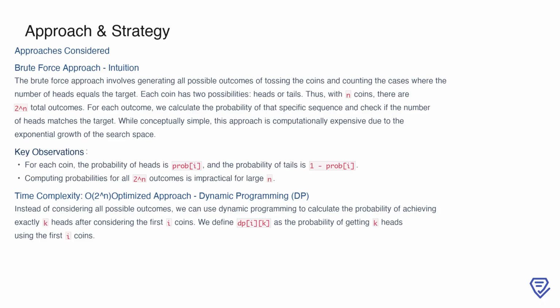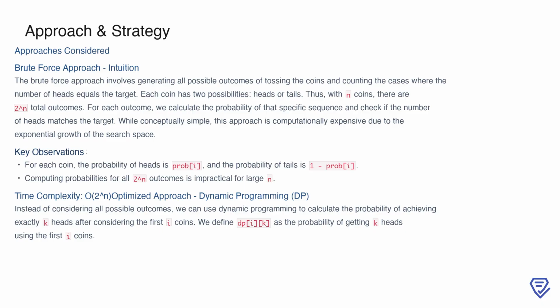Key observations include the fact that for each coin, the probability of it landing heads is given as prob[i], while the probability of tails is 1 - prob[i]. However, computing the probabilities for all 2^n outcomes quickly becomes infeasible as n increases. With a time complexity of 2 to the power of n, this approach is not scalable for large inputs. Therefore, we turn to an optimized method using dynamic programming.